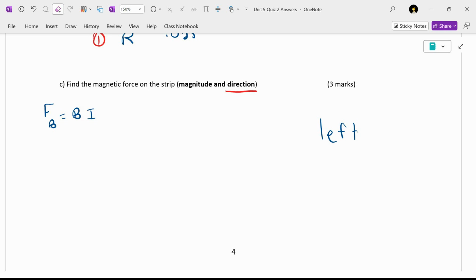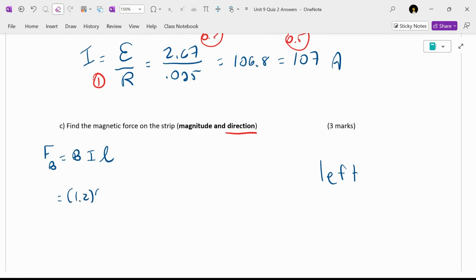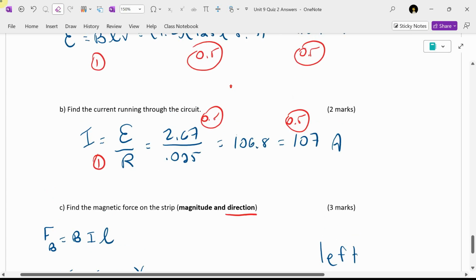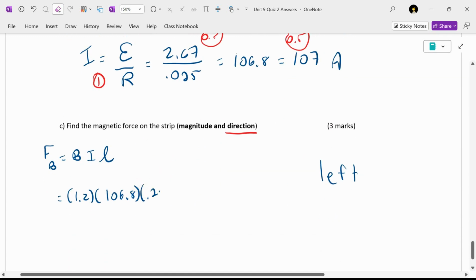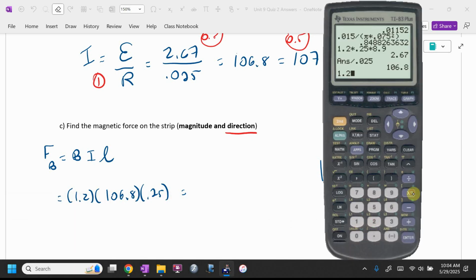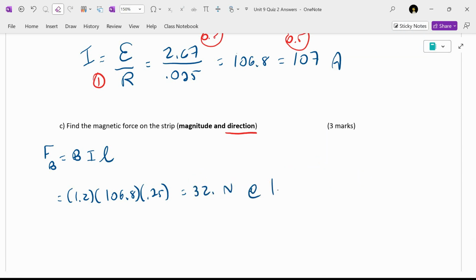What's the magnetic force on a wire? Hey, that's from last unit. That's BIL. What was the magnetic field strength, Mr. Dueck? It was fairly strong, wasn't it? 1.2 Teslas. I is 106.8. L was 0.25. How many newtons of force? 1.2 times 106.8 times 0.25. 32.04, I'll call it 32 newtons, is that correct? And now I'll put in the direction next to my answer, to the left.